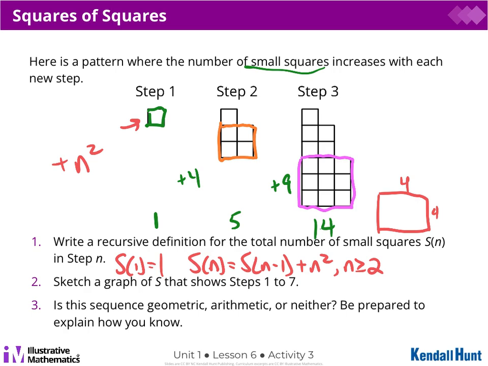Okay, sketch a graph. The graph of this is going to be a curve, but this is not geometric. Not all curves are geometric, but all geometric graphs make curves. Understand that. And this pattern is neither, because we're not multiplying the same number to each term. The terms were plus 4, plus 9, plus 16. So 14 plus 16 would have made 30 squares.